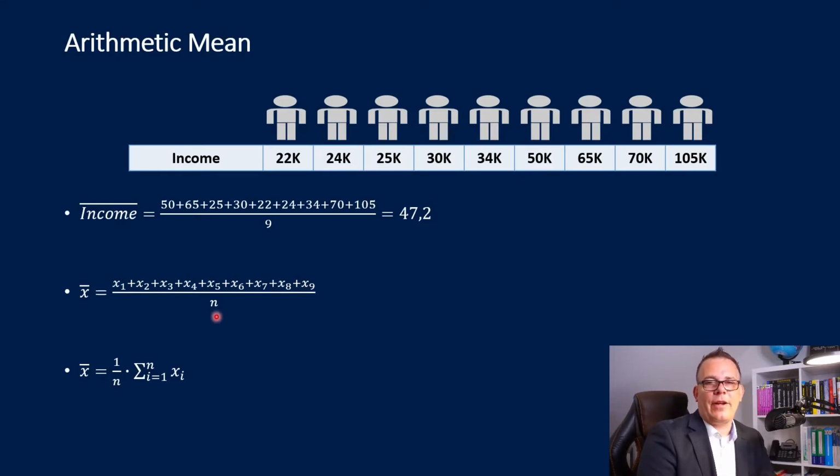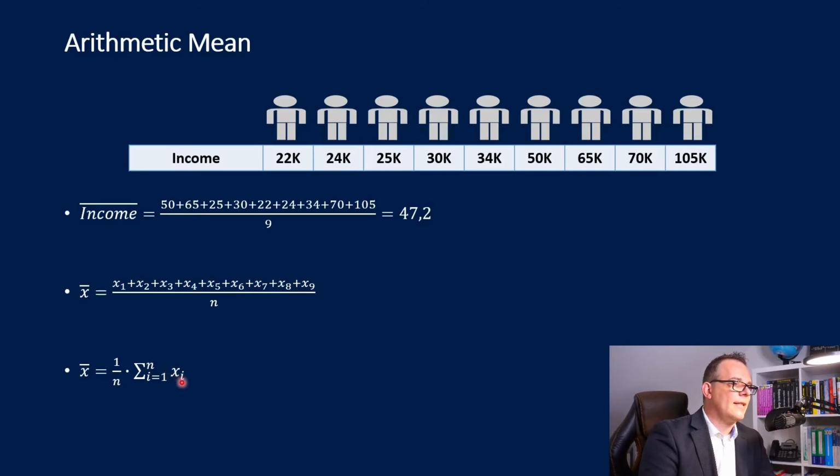But for a very large data set, even this formula would be quite unhandy to use. So we use this mathematical formula here. We divide 1 by n, and we use the sum sign. How to read the sum sign again? The sum sign counts the indices. So the index i will be counted from 1 to n. n is 9. 1, 2, 3, 4, 5, 6, 7, 8, 9.